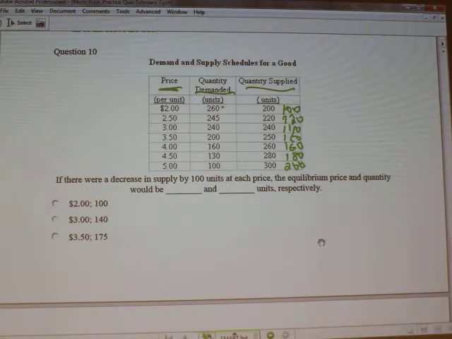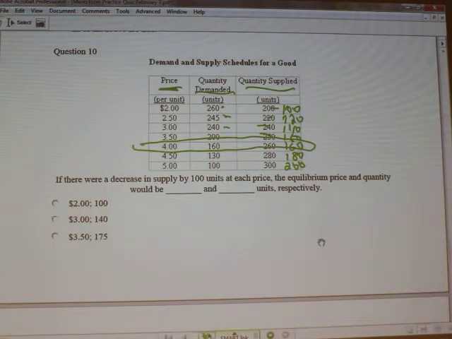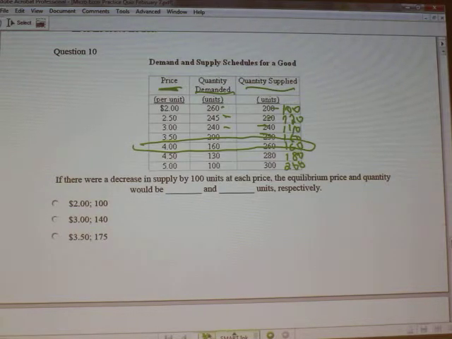And so we're looking for a price where quantity demanded and quantity supplied are equal. So 260 does not equal 100. 245 does not equal 120. Not equal, not equal. But here, we see that they're equal, right? At a price of $4, quantity demanded equals quantity supplied. And so the answer must be D.